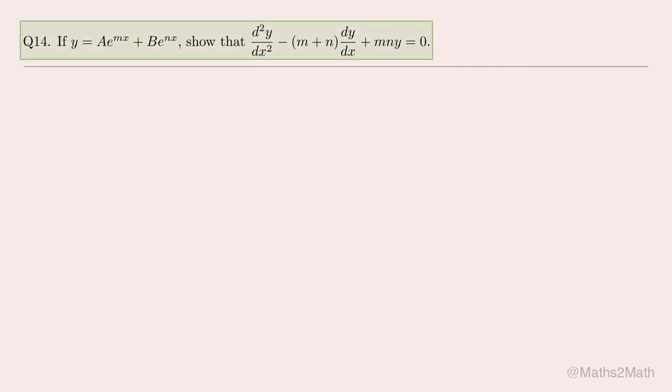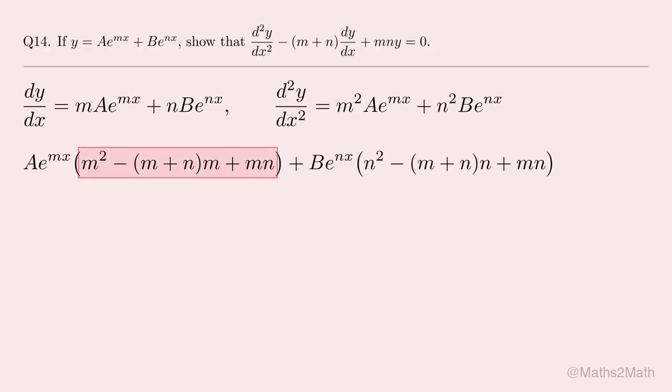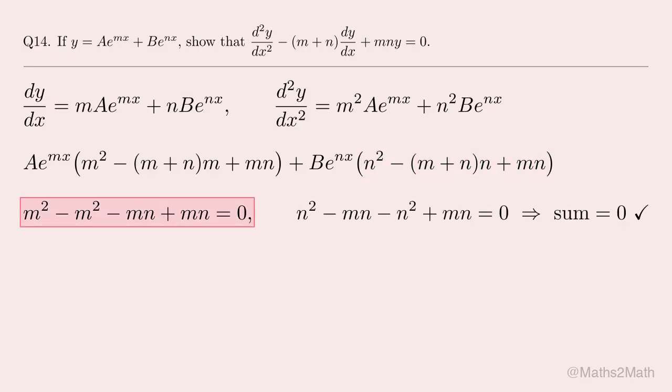Question 14. A general combination of two exponentials with rates m and n. Compute both derivatives and watch the coefficients factor and cancel. First and second derivatives bring down m and n once, then twice. Substitute into the combination. Group the e to the mx terms and the e to the nx terms. Each bracket collapses. M squared minus mn plus mn is 0, and the n bracket matches.